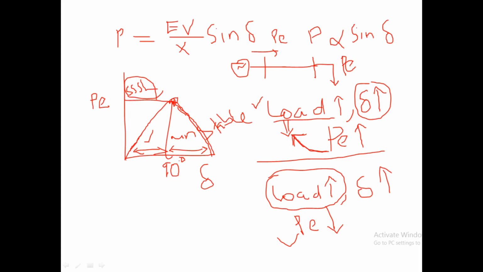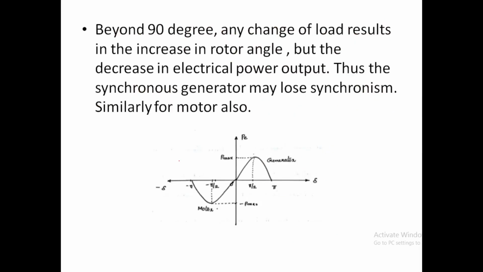Okay, so this is very, very important. Beyond 90 degrees, any change of load results in an increase in rotor angle but a decrease in electrical power output. Thus the synchronous generator may lose synchronism. Similarly for a motor also. Actually this is in the case of the generator that we discussed now. So up to 90 is stable here, and beyond this it is unstable.